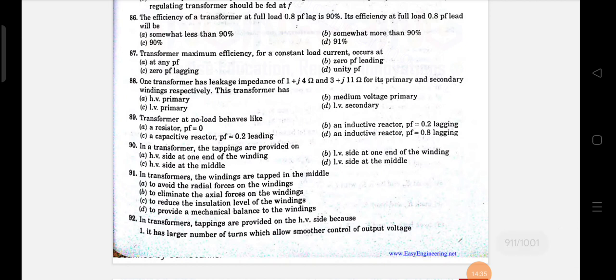Next, a transformer at no load behaves as an inductive reactor. The no load power factor will be approximately 0.2 lagging. That means from the given options, for the 89th one, B is correct.